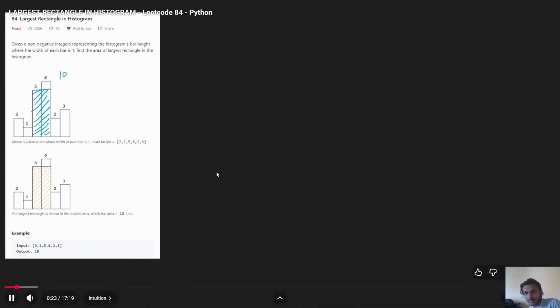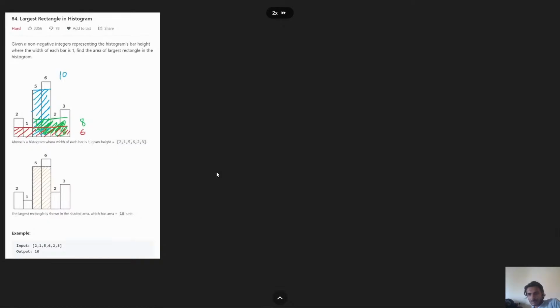Another rectangle we could get has an area of 8. This one has a width of 4, height of 2. Another one has a width of 6, height 1, so area 6. There's also other rectangles we could get, but these are a few of them. So if we just draw the first 2 bars, let's see if we can notice any patterns from them.